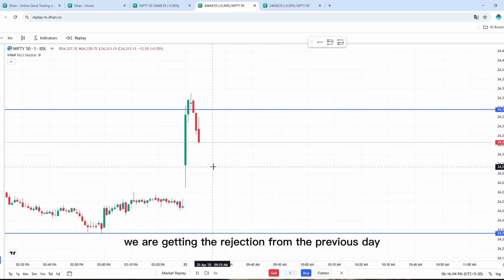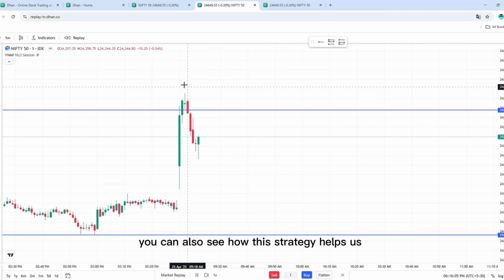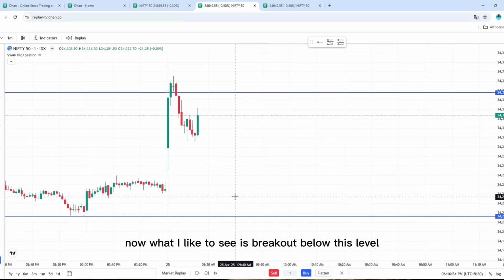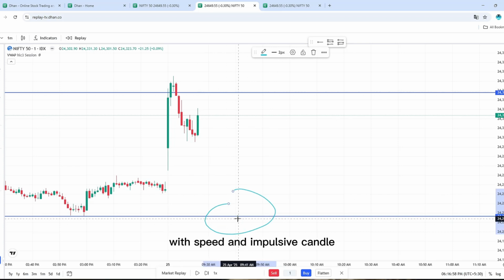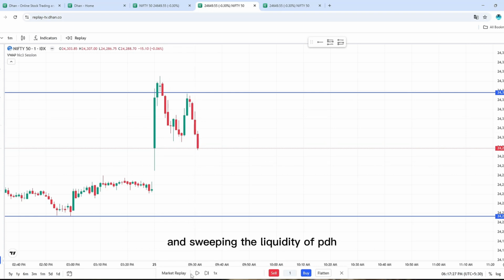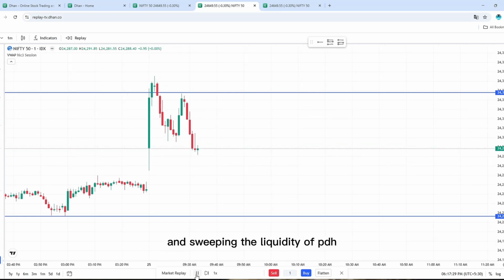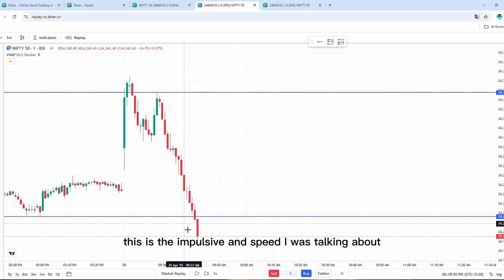However, we can see we are getting the rejection from the previous day high level. You can also see how this strategy keeps us from taking a losing trade. We don't enter until we get a proper retest with a strong price action candle. Now what I like to see is a breakout below this level with speed and an impulsive candle. As you can see, price went up again and got rejected from this level, sweeping the liquidity of previous day highs. As you can see right here, we can see the strong displacement gap breaking our key level. This is the impulsive move and speed I was talking about.